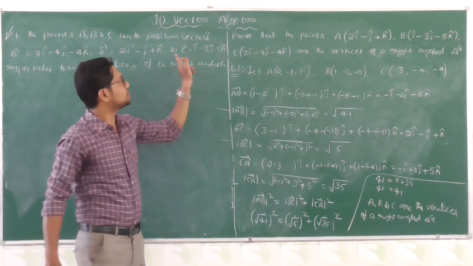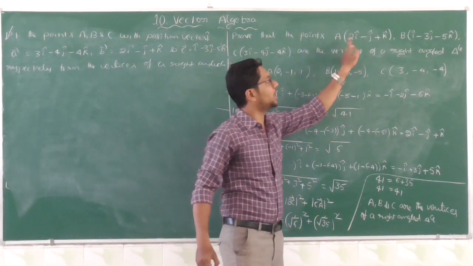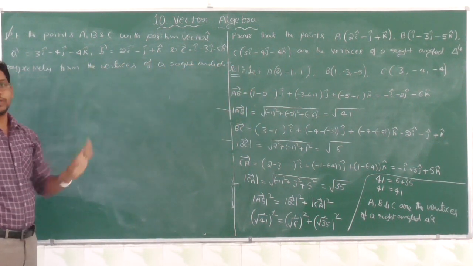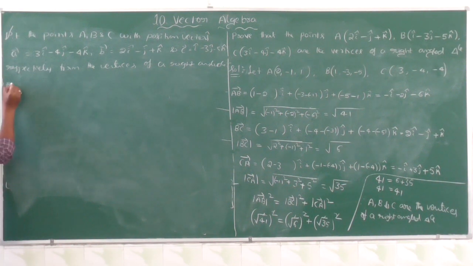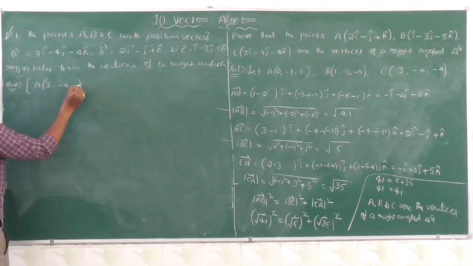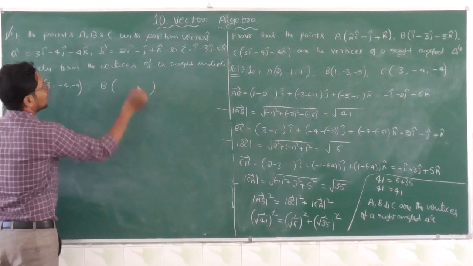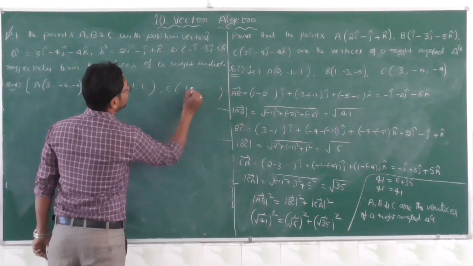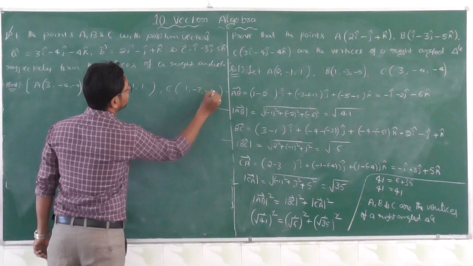You just see, compare this problem with this one. Here we were given A, B, C, right? Here we are given position vectors A vector, B vector, C vector. I will give a hint for this. Here we have the position vectors A vector, B vector and C vector. That we will take as the points: A, 3, minus 4 and minus 4. Next the point B, 2, minus 1, plus 1. Next the point C, 1, minus 3 and minus 5.